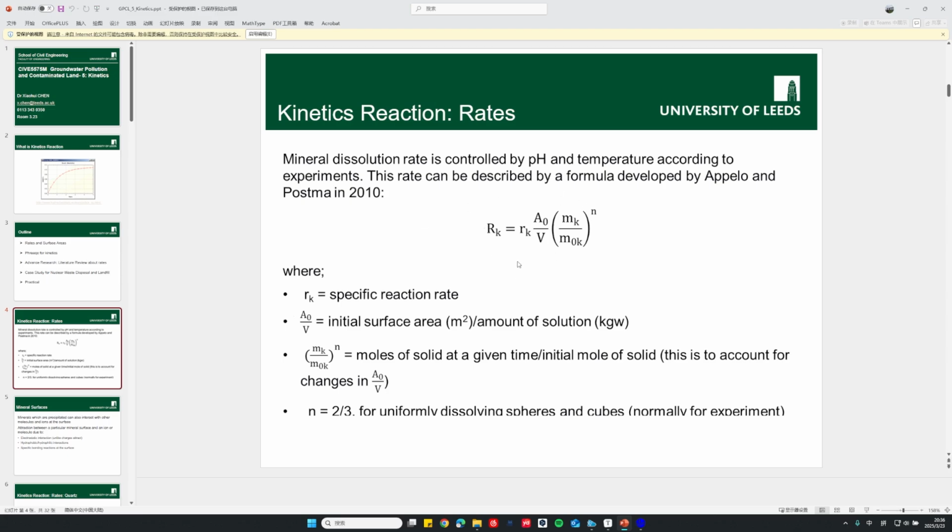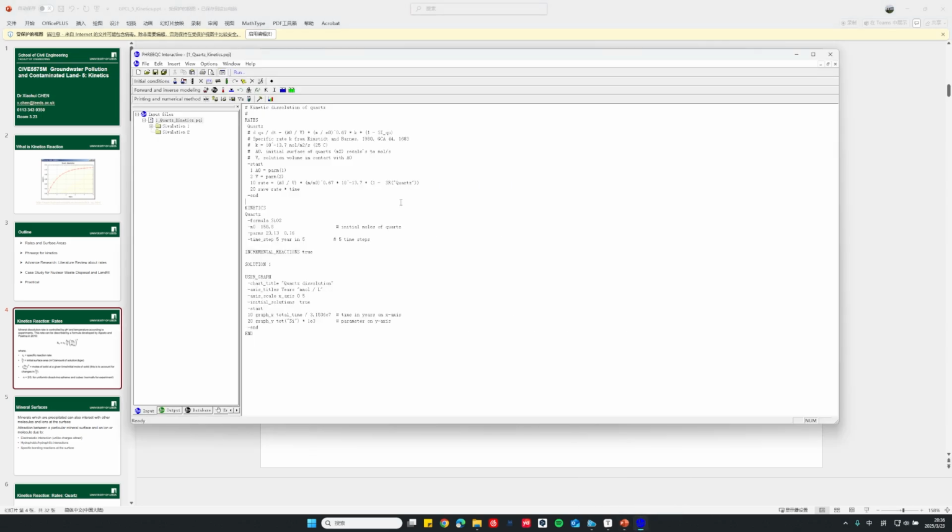Normally what you need to do is to put this formula into the reaction. But this time, we don't need to do that because the rate has already been defined in this database. But does it mean we don't need to care about anything? That's not so. Let me tell you what you need to consider when you are doing your coursework.